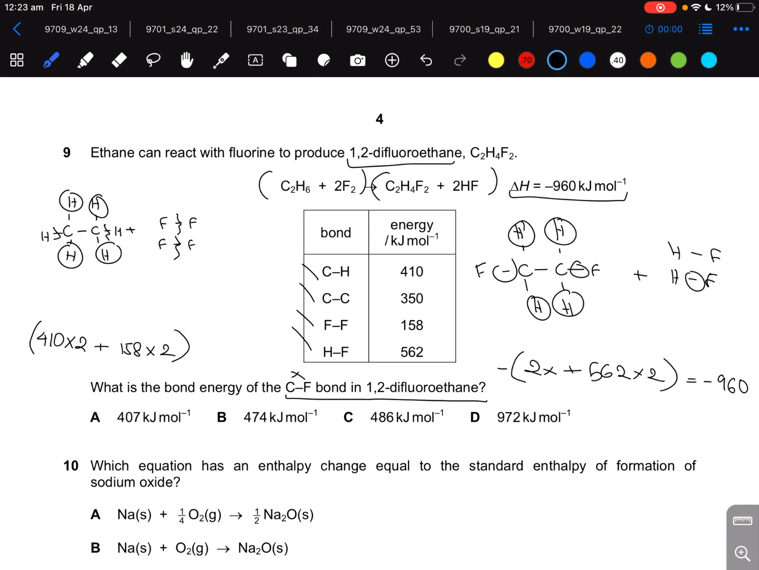2x plus 562 multiplied by 2 equal to minus 960, shift solve. So I got 486, so the answer is going to be C.